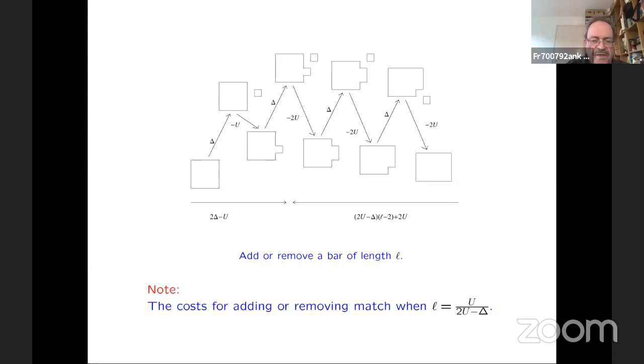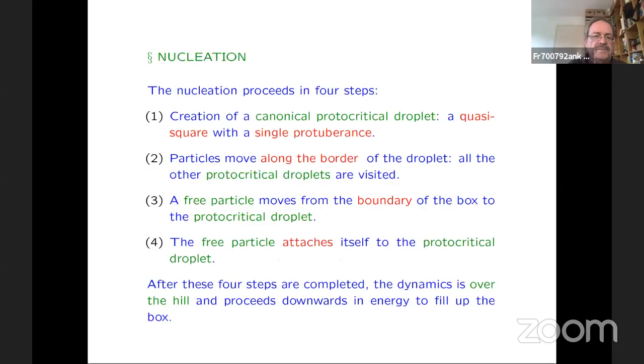So with that, I have explained both in a static and in a little bit of a dynamic way why this critical length, this critical droplet size LC, is so important, because it really represents the size of a droplet that is the hardest to create, that is the barrier between having an empty box and having a full box.